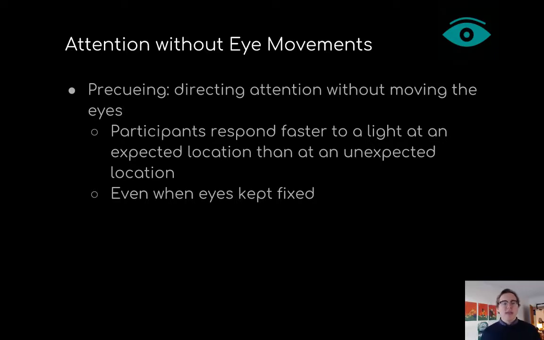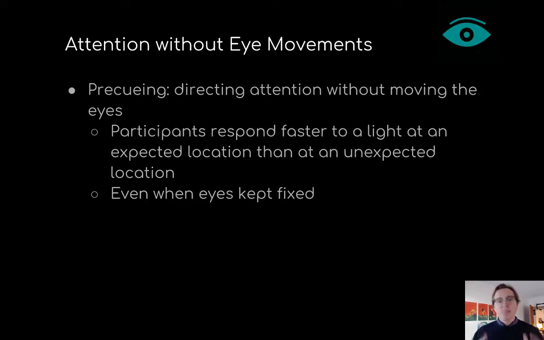Now, one thing that we can demonstrate in a lot of these eye tracking experiments is how we shift our attention without moving our eyes. One of the things that we can do to look at this is something called pre-cueing. And this is that top-down component, basically giving someone an expectation, biasing where they're going to focus their attention.